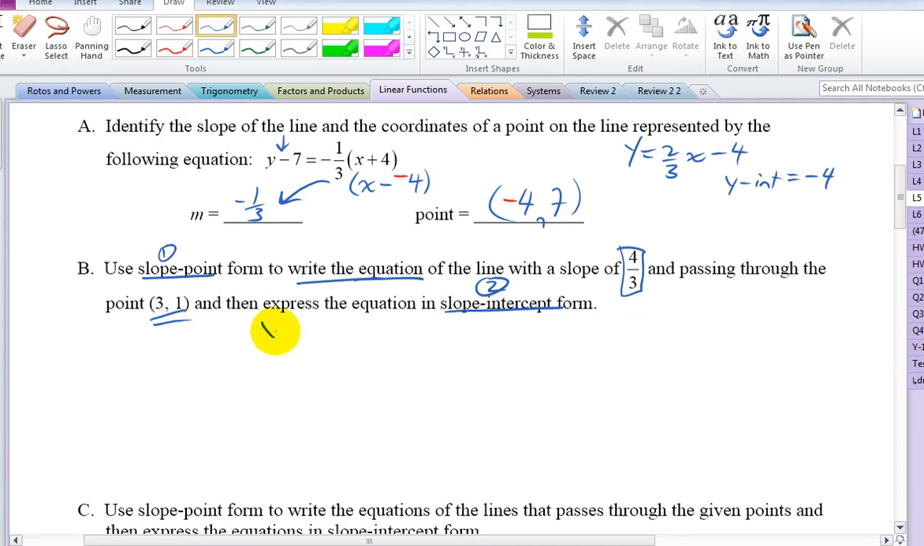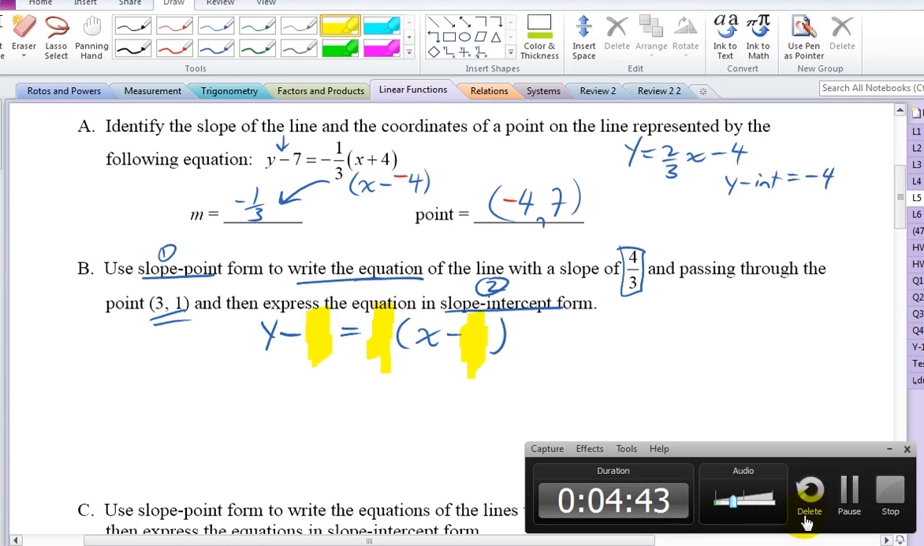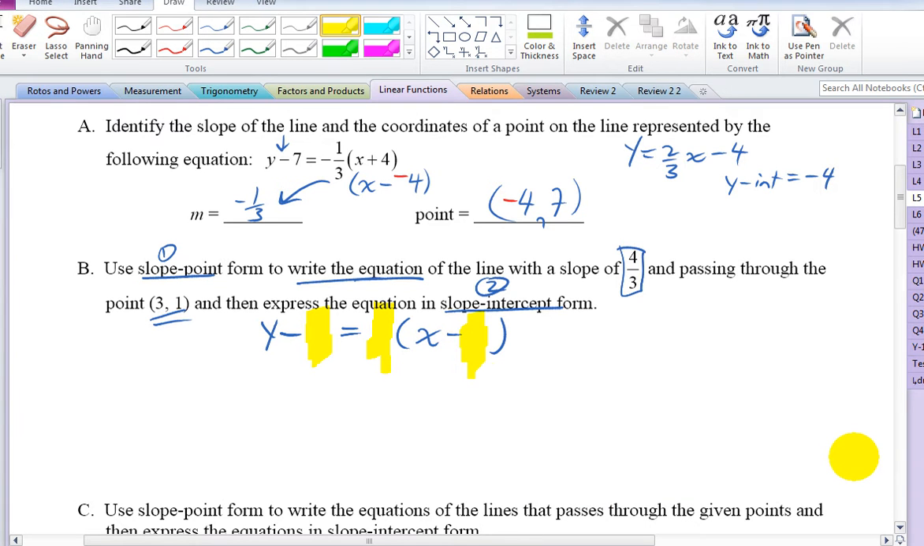So start by going y minus equals x minus. And what I want you to do now is try and fill in the blank spots, please. Go. So what I should be seeing is y minus 1 equals 4/3 x minus 3. Okay.